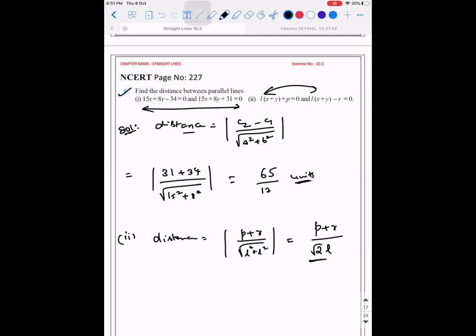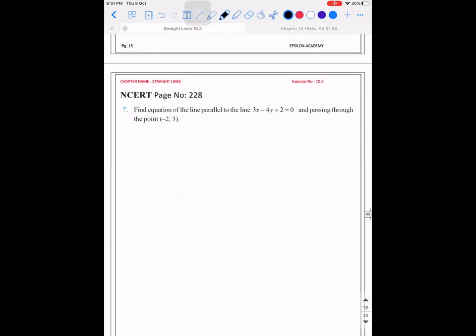Rohan, are you clear or not? Yes, sir. So P plus R divided by root 2 into L. So moving on to the next problem. Find the equation of the line parallel to the line 3x minus 4y plus 2 is equal to 0 and passing through the point minus 2 comma 3.